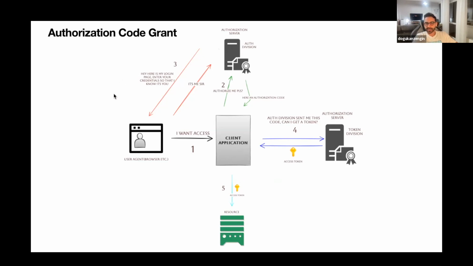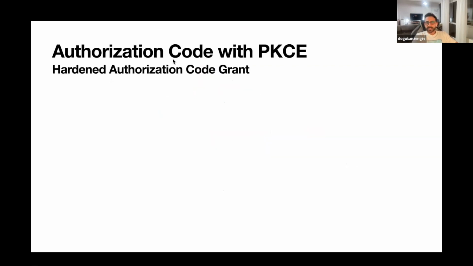I know it's a bit complex, but I wanted to make it simple. But another trade-off, another fallback with the authorization code grant, is that somebody can interfere and retrieve this authorization code here and ask for an access token instead of the client application. So for this security flaw, authorization code with PKCE was introduced, and it is a hardened authorization code grant, we can say.